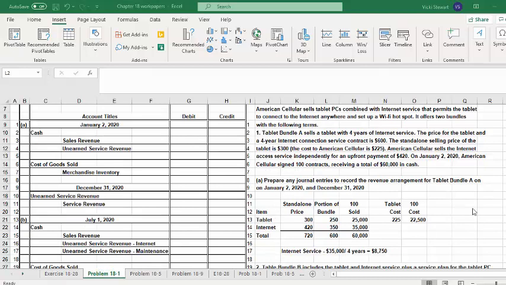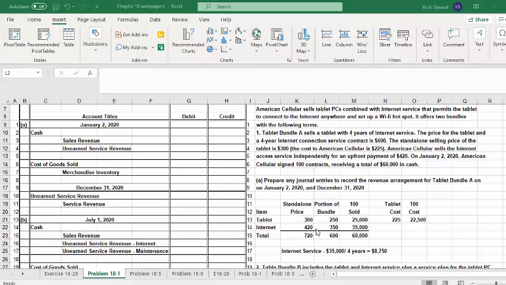So Part A states prepare any journal entries to record the revenue arrangement for Tablet Bundle A on January 2, 2020 and December 31, 2020. So we're selling the bundle of the tablet and the internet service for $600. So we have to determine the portion of the bundle that we're going to allocate to the tablet and the internet. Both the tablet and the internet sell separately.